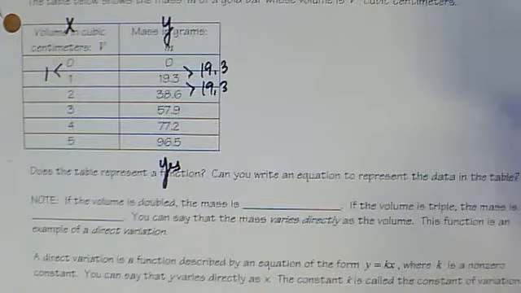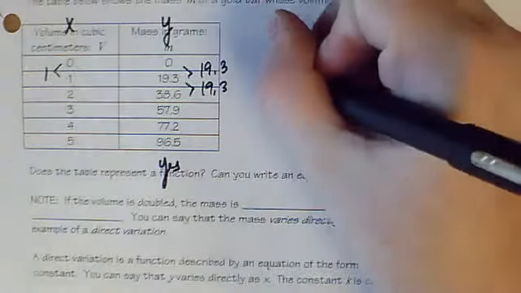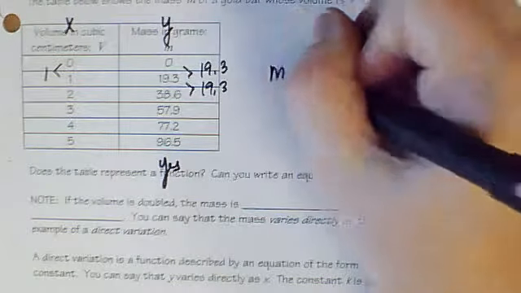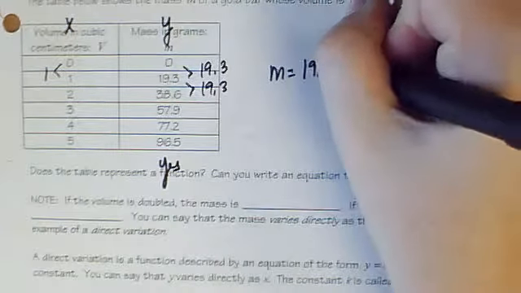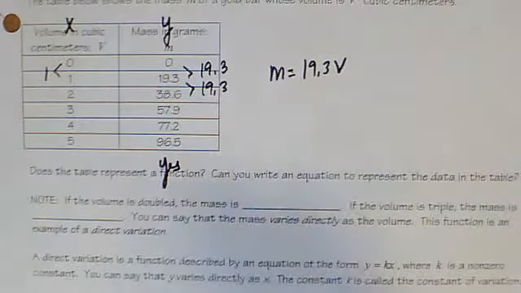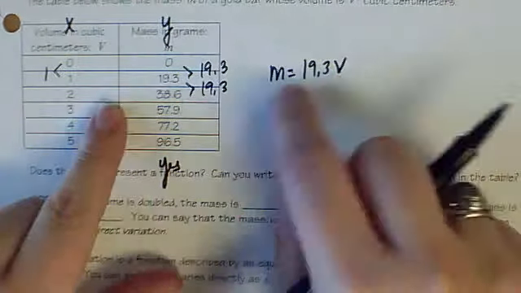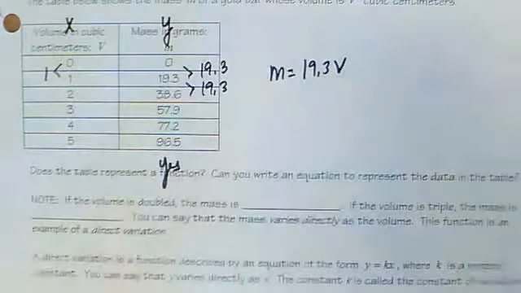So this is a function where we can put it in terms of m and v. So m equals, with our change, 19.3v. If you want, you could check it, plug back in your v's, and see does that match our table. And it does.